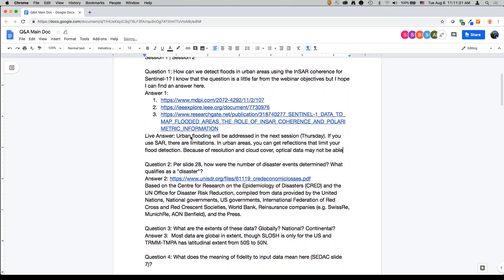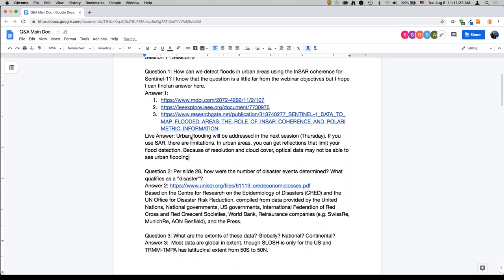So urban flooding is a real issue, and we will see how we can go around using these data still, but using some additional data, what can we do to look at urban flooding.